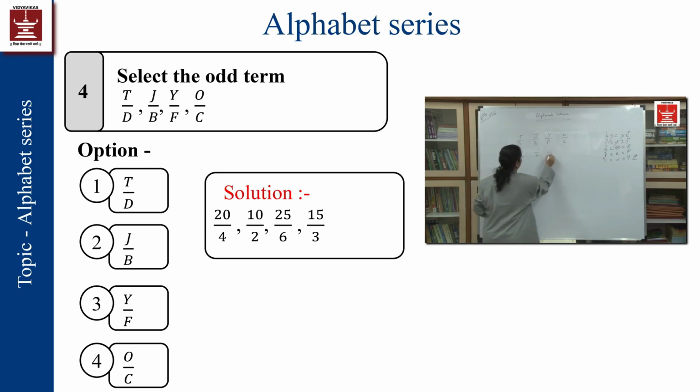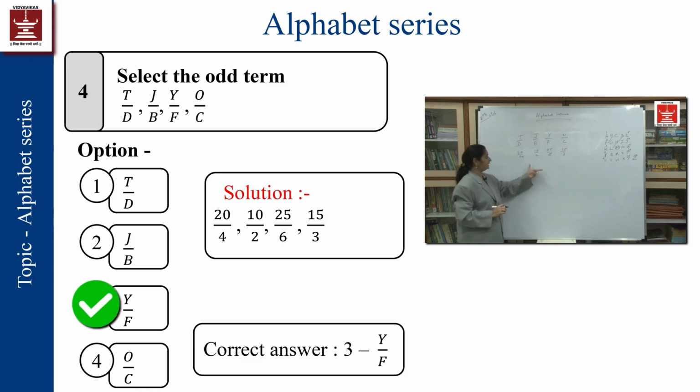B is 2, F is 6. What is J? J is 10. Y is 25. This is 6. O is 15 and C is 3. Now if you see, these are divisible. Whereas option number 3, 25 by 6 is not divisible.